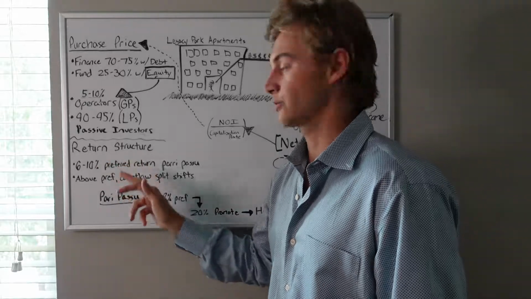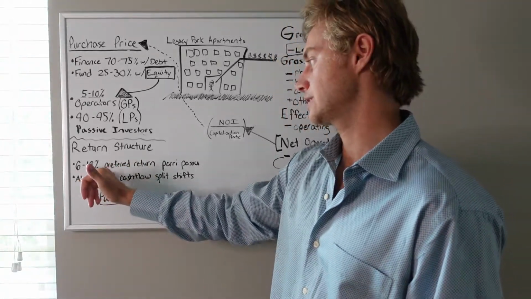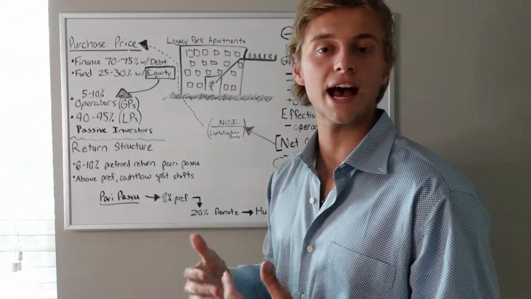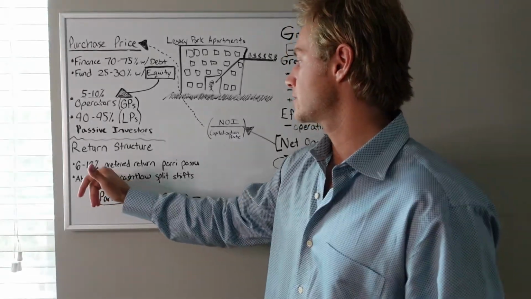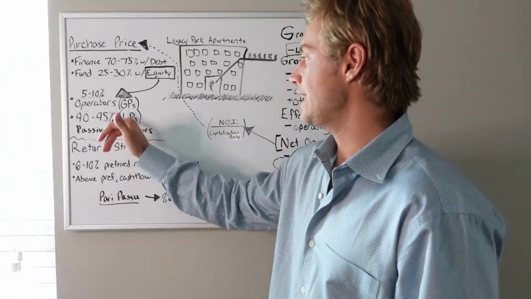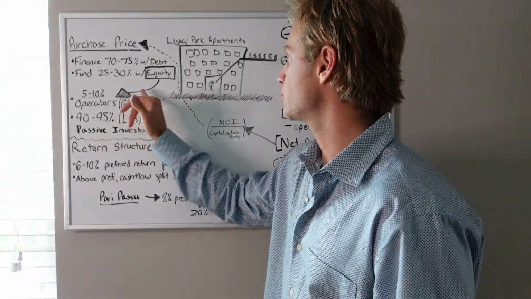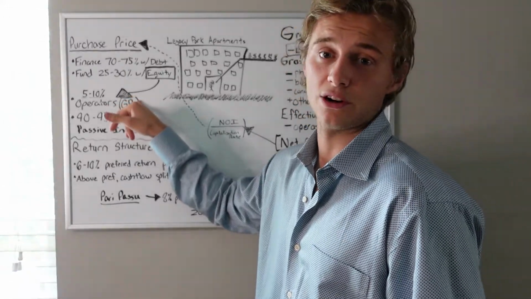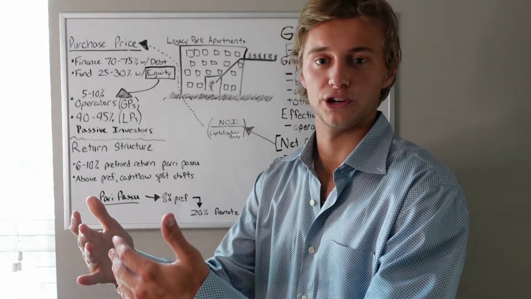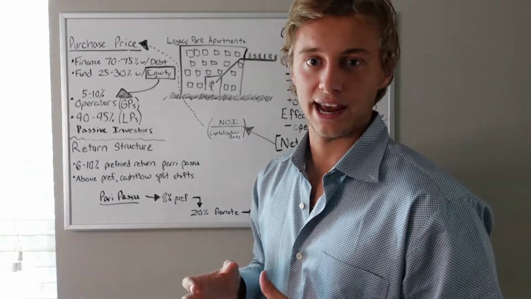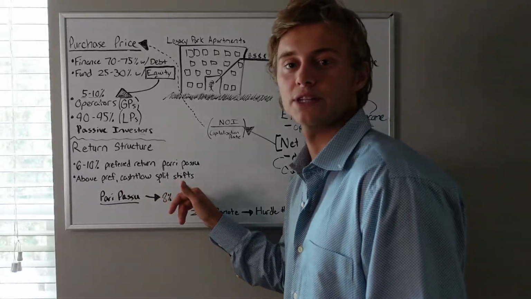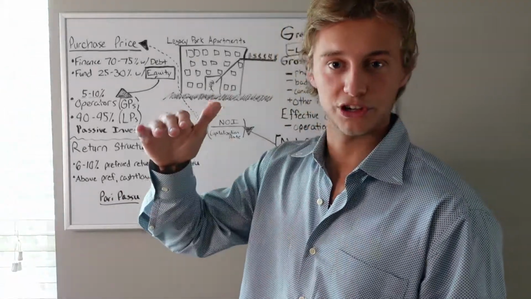So the return structure looks something like this. Usually we offer a 6 to 10% preferred return pari passu. Pari passu means side by side. Basically, say the preferred return we're offering is 8%. The LPs will receive 8% on their money, and then we will also receive, as operators, 8% on our money. So we side by side receive that annual return based on our invested capital. And then above that pref, there are cash flow split shifts based on exceeding investor returns.